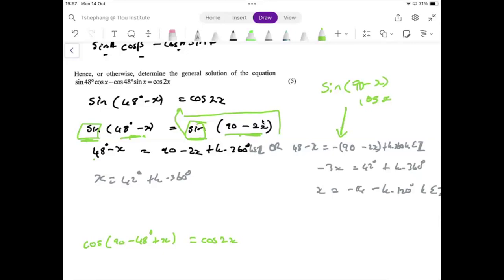Now we have 48 minus x is equal to 90 minus 2x. Now, there we must still solve for x. So we'll take the 2x over to the other side. Minus x plus 2x will give you x. And the 48 over to the other side. 90 minus 48 will give you 42 degrees plus k multiplied by 360, k is an element of integers.